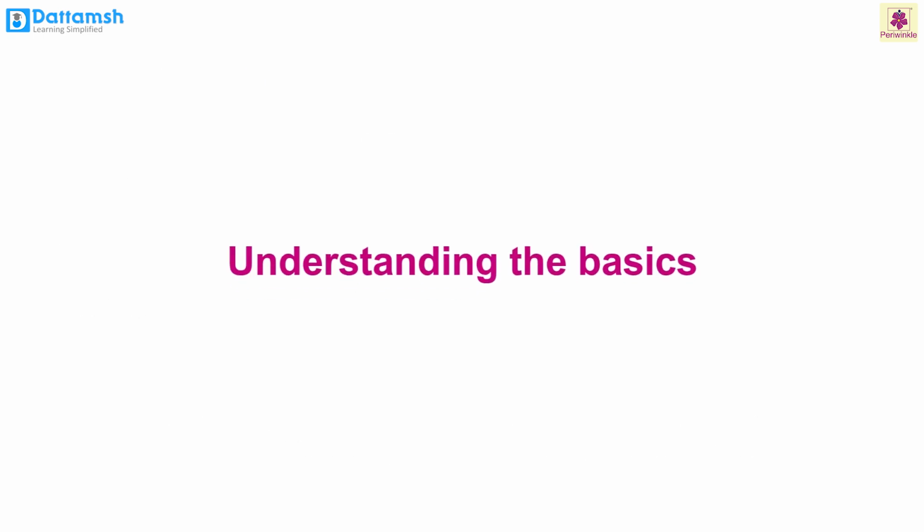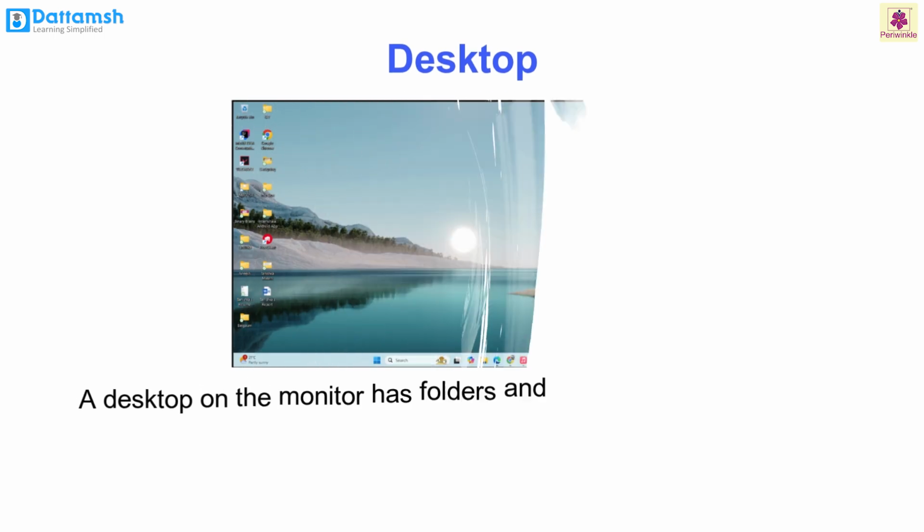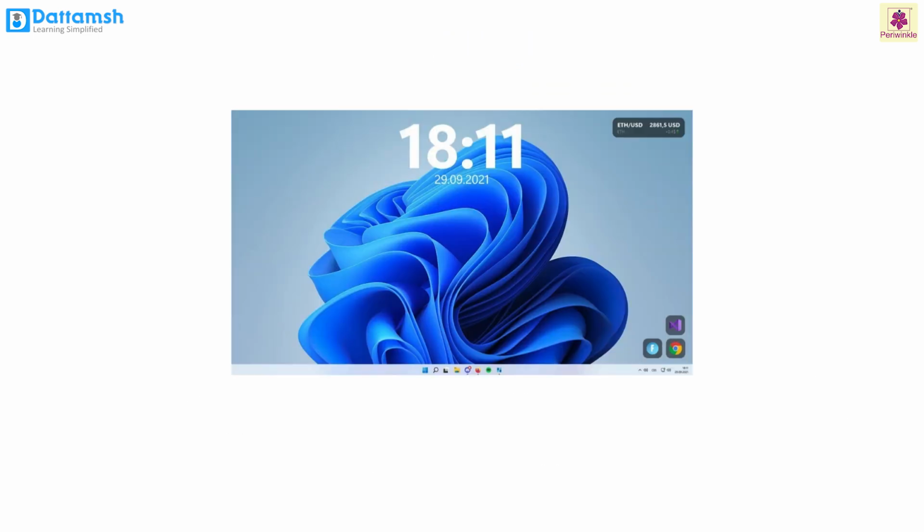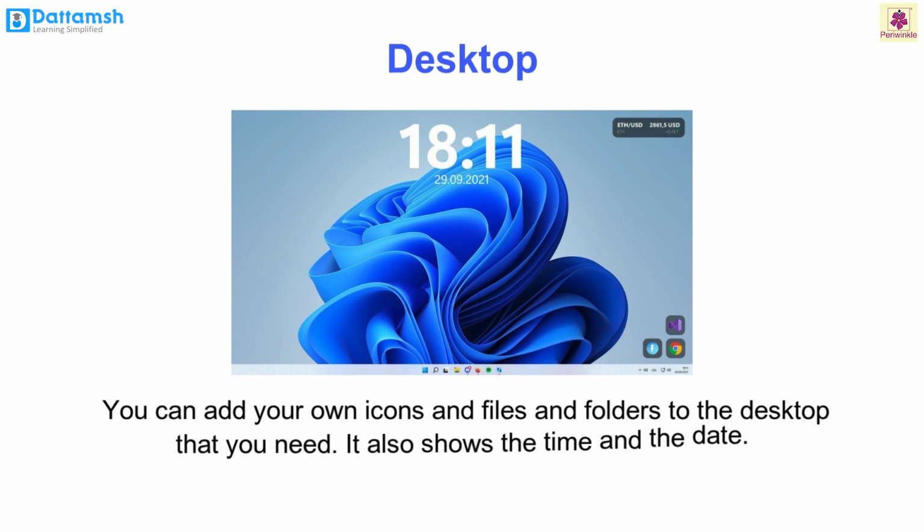Students, now let's understand the basics. Desktop. A desktop on a monitor has folders and files that you may need to use more often. It has icons, small pictures that are shortcuts to open the apps that you may use often. You can add your own icons and files and folders to the desktop that you need. It also shows the time and the date.